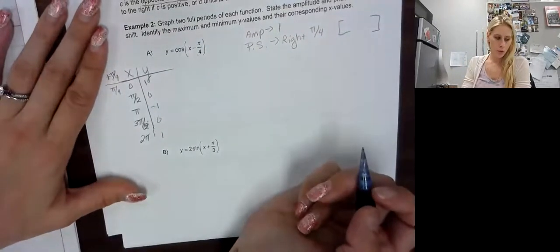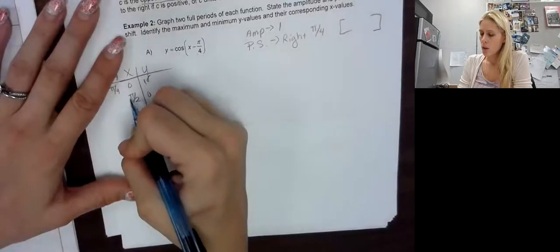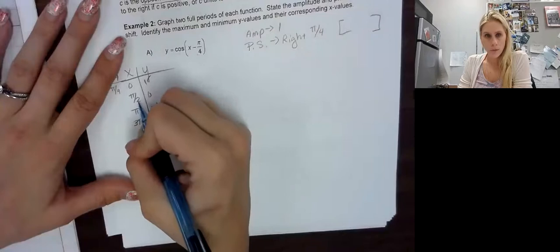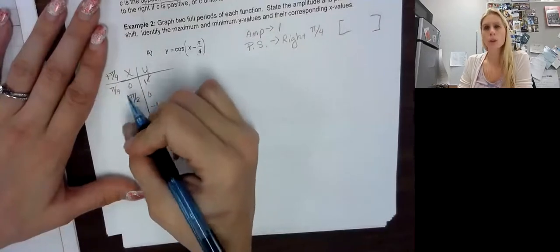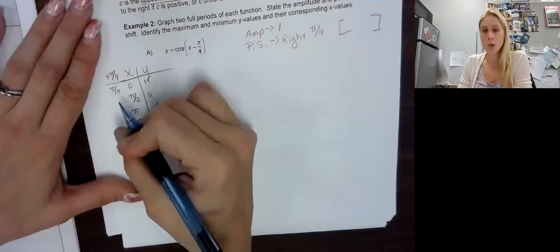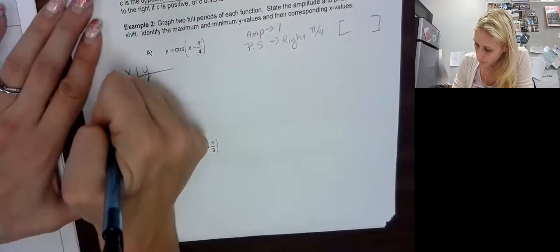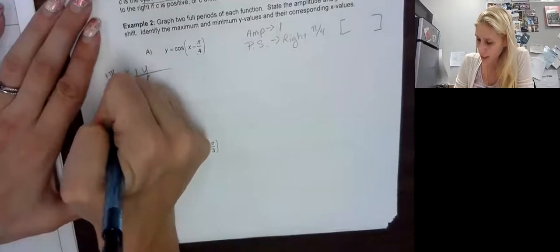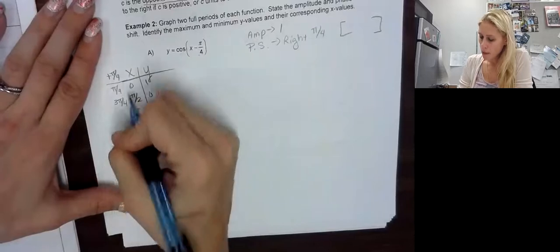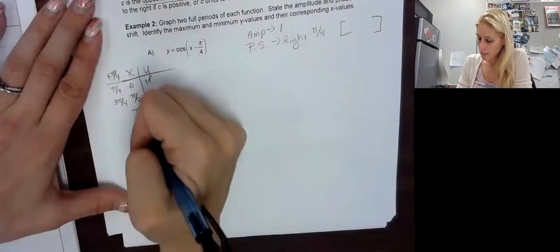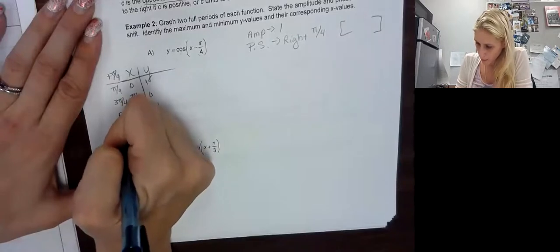Pi over 2 plus pi over 4. Well, multiplied by 2, it would be 2 pi over 4. 2 pi over 4 plus pi over 4 is 3 pi over 4. So got to add those fractions. Pi over 4 plus pi is 5 pi over 4.